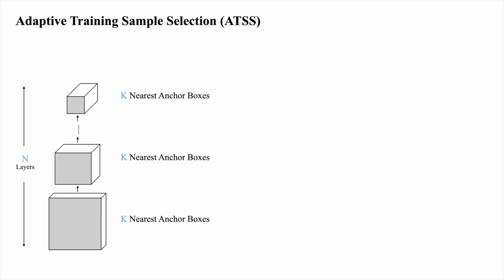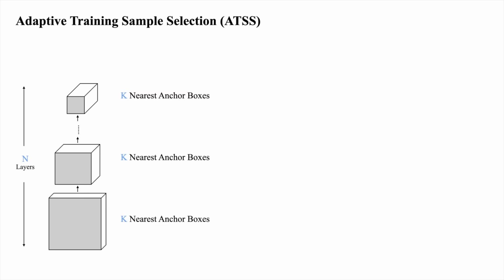In contrast, the IOU threshold is not a hyperparameter in ATSS. In fact, it's a value which is calculated, and each ground truth bounding box in ATSS would have its own IOU threshold value. So here's how it works. For each ground truth bounding box, the ATSS algorithm will first find the k nearest anchor boxes on each feature layer. The k here is a hyperparameter and the distance is measured using the L2 distance between the center of an anchor box and the center of the ground truth bounding box.